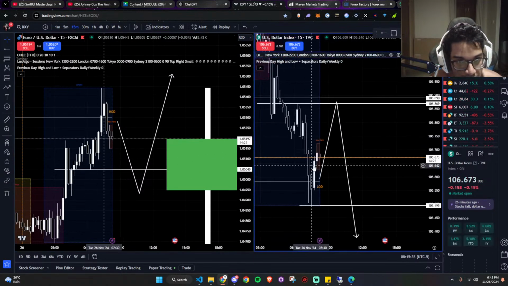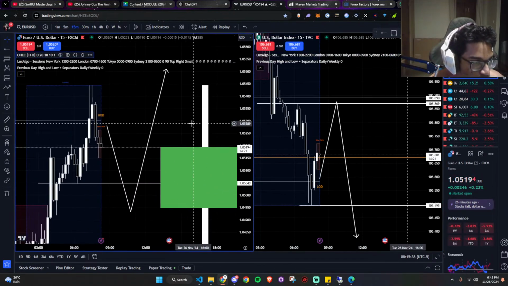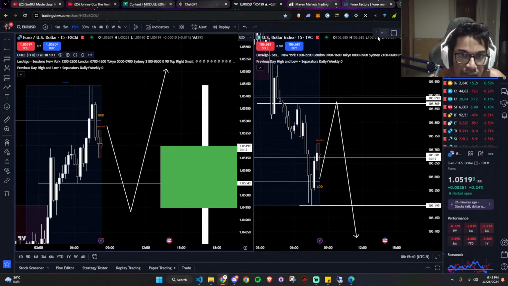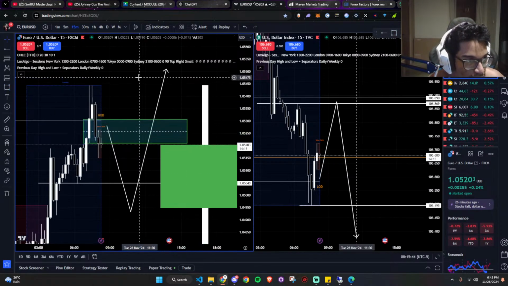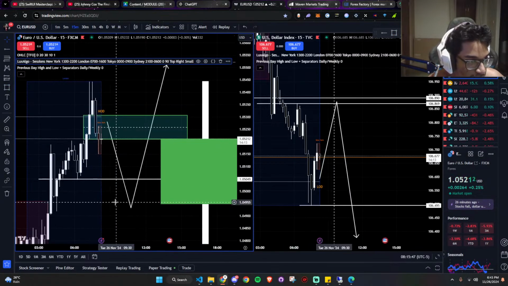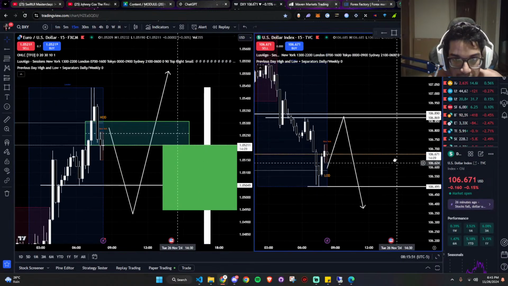That's what it's gonna do, look. Watch what it's gonna do. It's going to inverse this fair value gap first. Okay. It's going to inverse this fair value gap, add more liquidity, and then impulse. That's what it's gonna do.